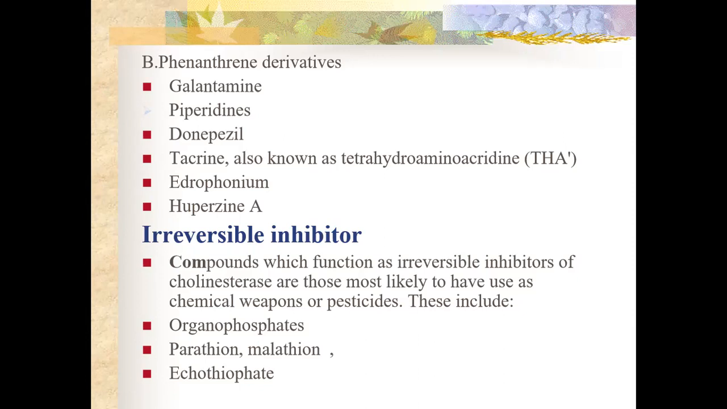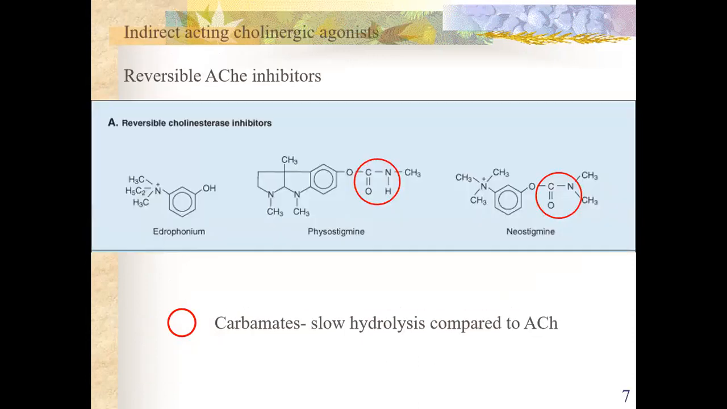And when you talk about irreversible inhibitors of anticholinesterases, these are the compounds which function as irreversible inhibitors of the cholinesterase enzyme and are those most likely to have use as chemical weapons or pesticides. And they include organophosphorus compounds. We have parathion, malathion, ecothiopate, etc.